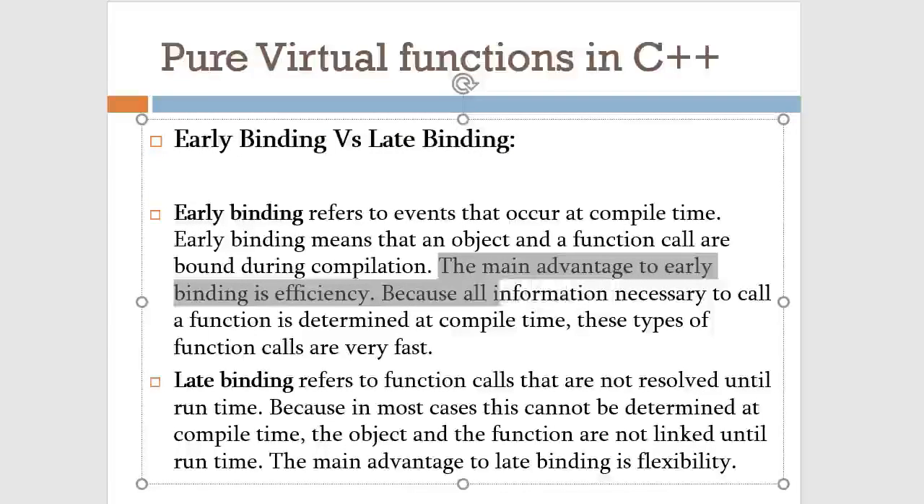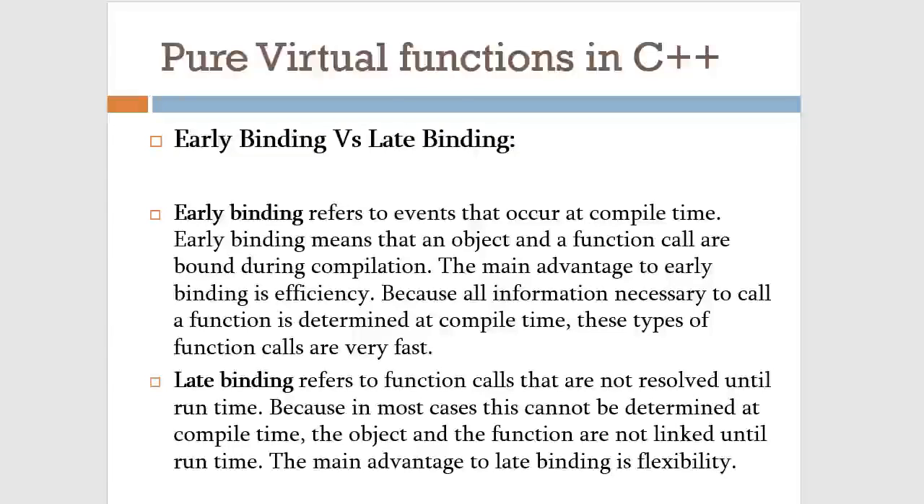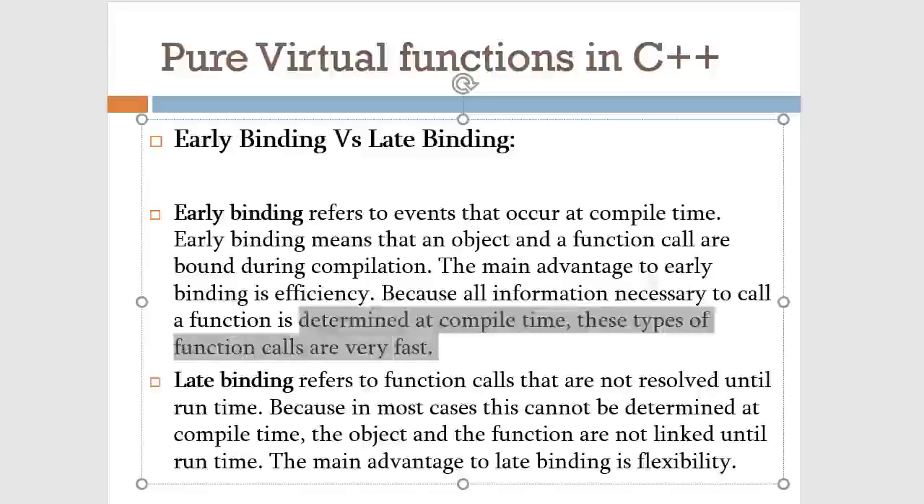The main advantage of using early binding is efficiency, because all information necessary to call the function is determined during the compile time, and that's why the function calls are very fast. During execution there is nothing additional to be taken care of, as compared to runtime polymorphism. So speed and efficiency are the advantages of early binding.